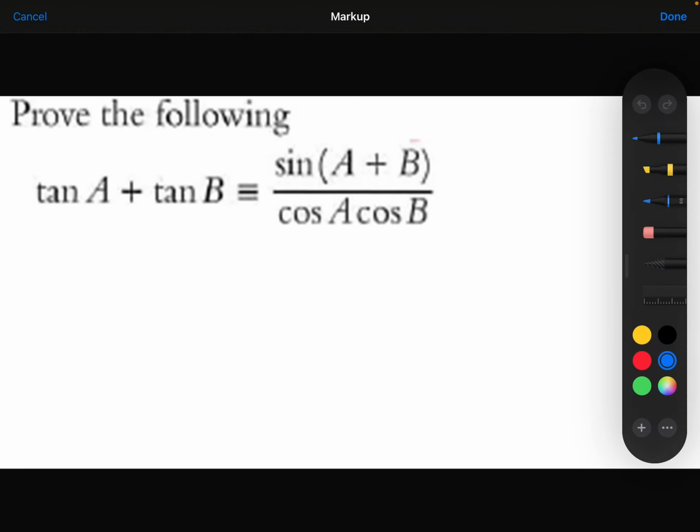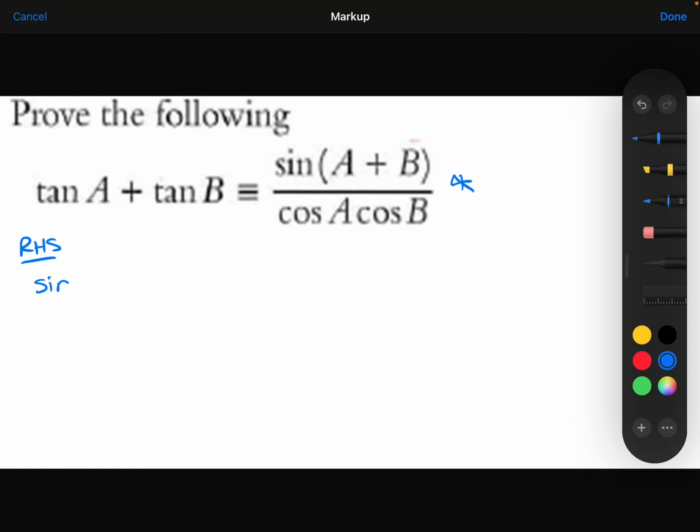Here, I'm asked to prove that tan A plus tan B is identical to sine of A plus B all over cos A cos B. I'm going to start on the right-hand side because there's more things I can do over here. And I'm going to expand the numerator out. I'm going to expand the sine of A plus B.